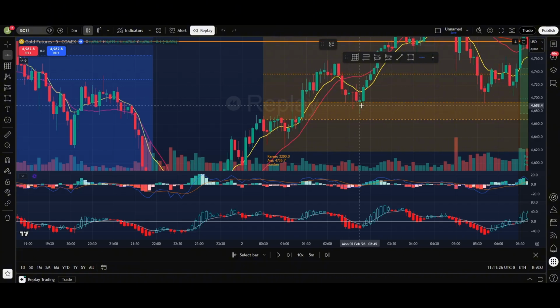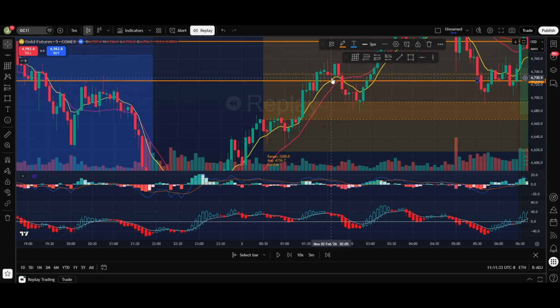Okay, so we're going to be looking at the 2 a.m. to the 2:05. So here is our 2 a.m. and 2:05, and we're going to mark the high, the low. Okay, let's mark both those.